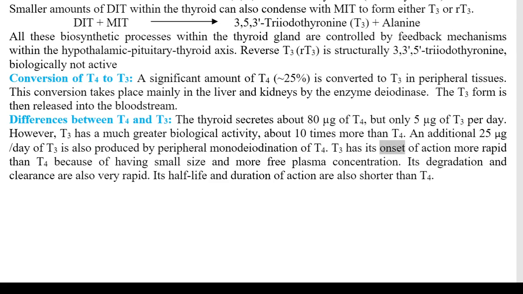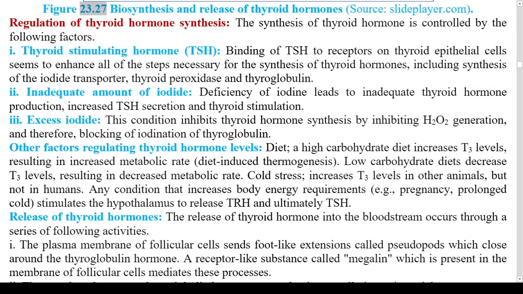T3 has its onset of action more rapid than T4 because of its small size and more free plasma concentration. Its degradation and clearance are also very rapid. Its half-life and duration of action are also shorter than T4. Figure 23.27 Biosynthesis and release of thyroid hormones. Source: slideplayer.com.